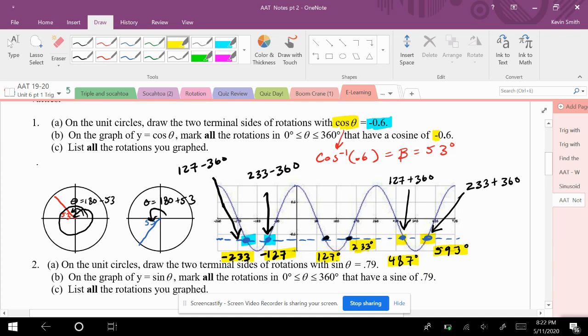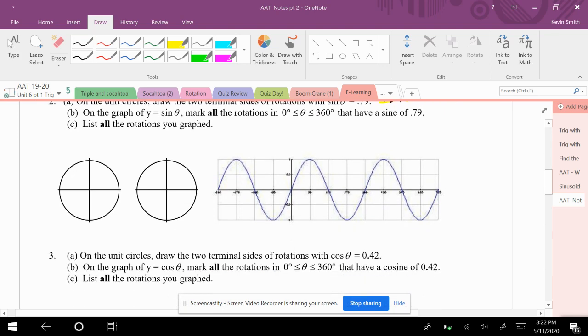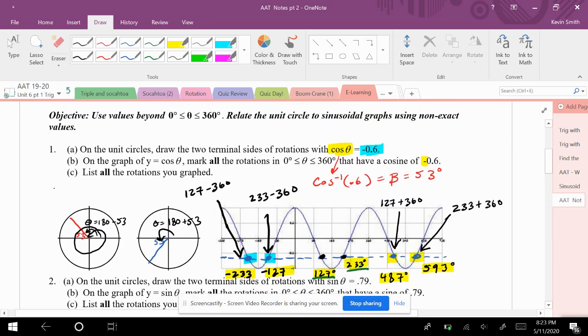Again, it's super hard. The main trick is you got to just find these first, and then it's so simple to add 360 or subtract 360 after. So I'm going to let you guys finish 2 and 3. Please make sure you check your answers on the answer key when you're done.